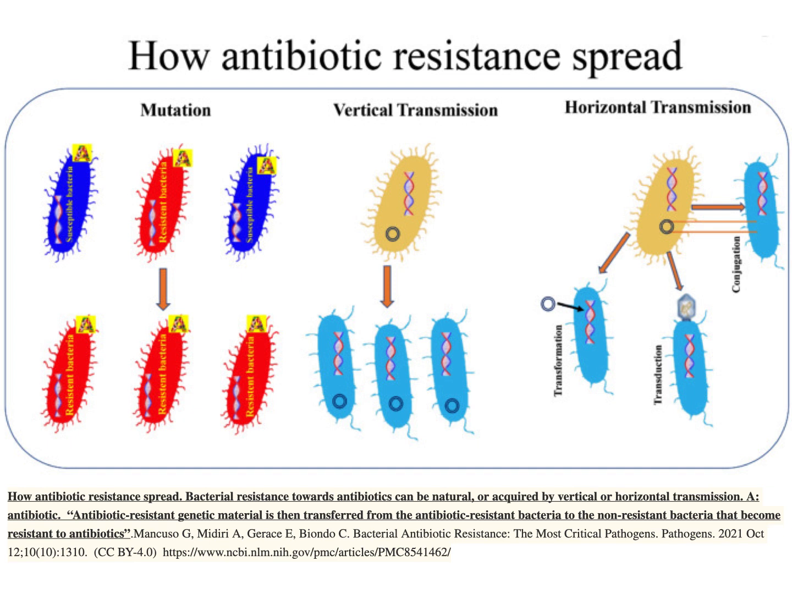How antibiotic resistance spreads. Bacterial resistance towards antibiotics can be natural or acquired by vertical or horizontal transmission. A represents antibiotic. Antibiotic-resistant genetic material is then transferred from the antibiotic-resistant bacteria to the non-resistant bacteria that become resistant to antibiotics.